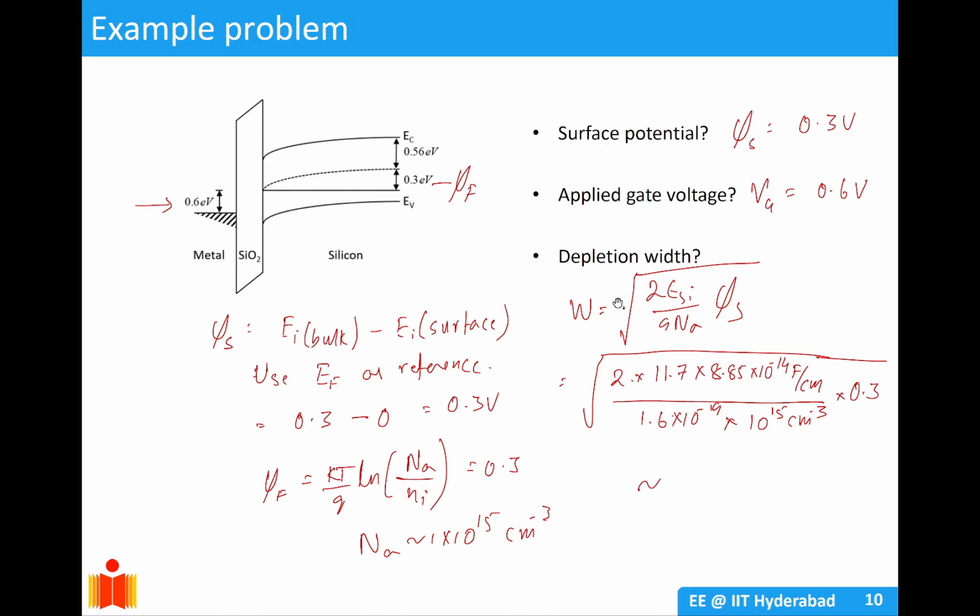Now to calculate depletion width, we know it is the square root of 2 epsilon si phi s by q Na. So Na we can calculate from phi f, which is kT by q ln Na by ni equals 0.3. So Na comes out to be 10 power 15. That we can put here. So you can then calculate by putting all the values here to get your depletion width.